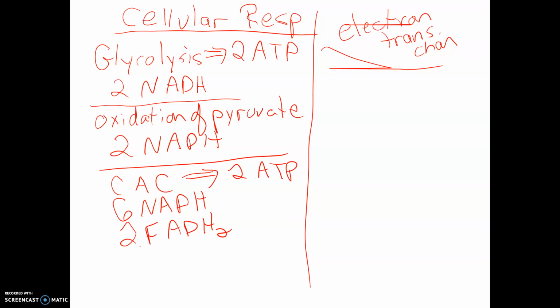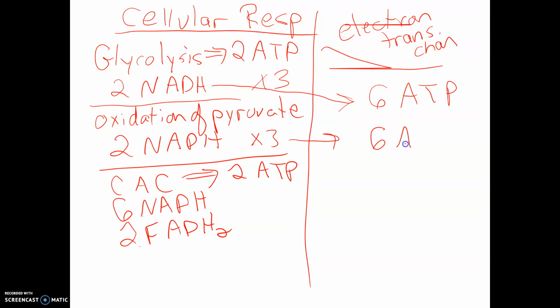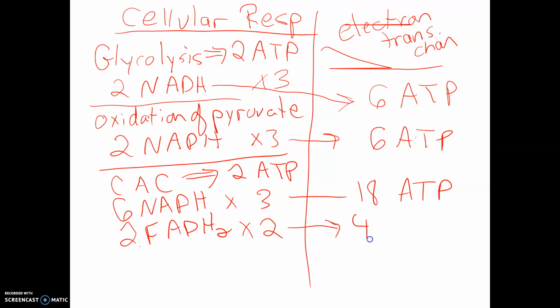Now for every NADH, the power from the hydrogen ions and the electrons can be used to make 3 ATPs. So if we multiply the NADHs by 3, we're going to get 6 more ATPs from glycolysis in the electron transport chain, and then 6 more from the oxidation of pyruvate. 3 times 6 is 18 ATPs from the citric acid cycle, and the FADH2s produce 2 ATPs per FADH2. So 2 times 2 will be 4 ATPs.